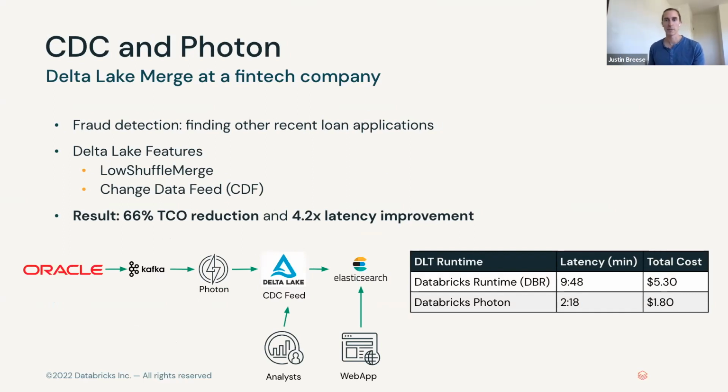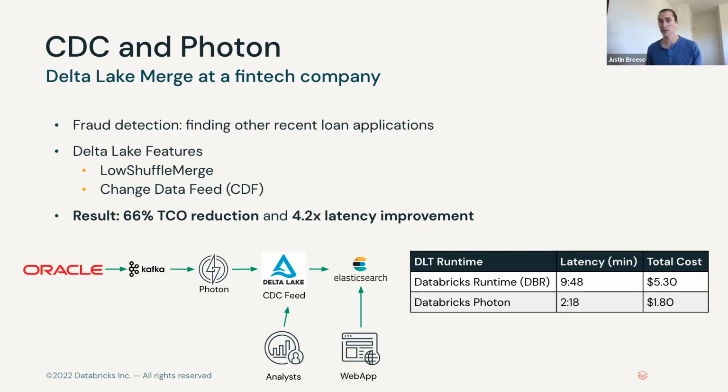4.2x latency improvement. So we started out with Oracle, we went into Kafka, and then from Kafka to Photon, and from there, Delta Lake, the CDC feed, and analysts are able to read directly off this feed to understand what data is changing. And we're also porting this data into Elasticsearch, and the web app is actually feeding off of Elasticsearch, and they're using that basically to look at are people applying for a lot of loans throughout many different places, and if they are, that's a potential fraud. So you maybe don't want to fund that loan.